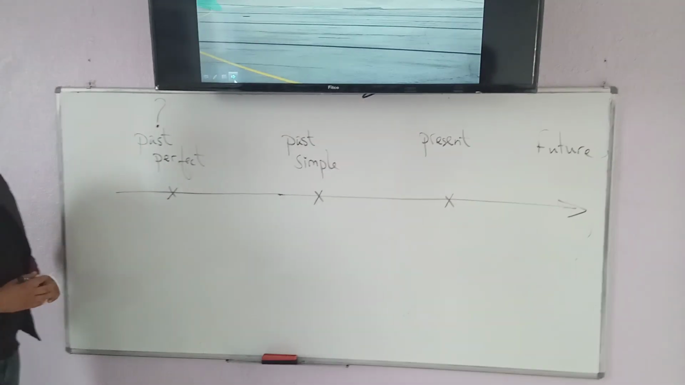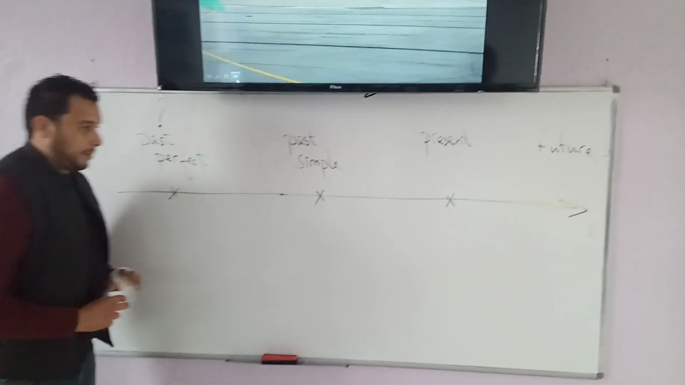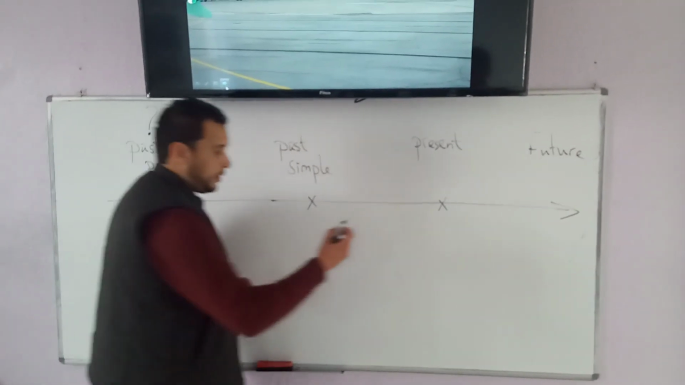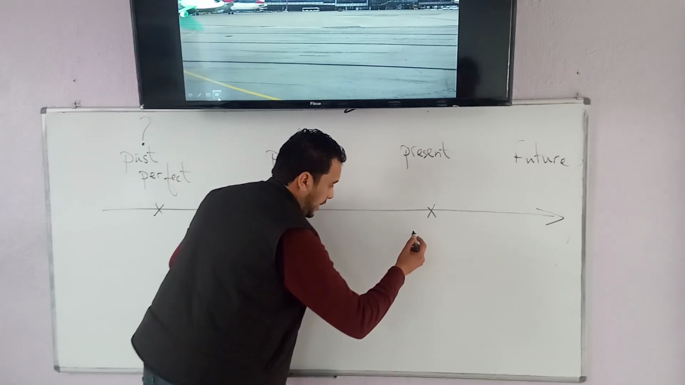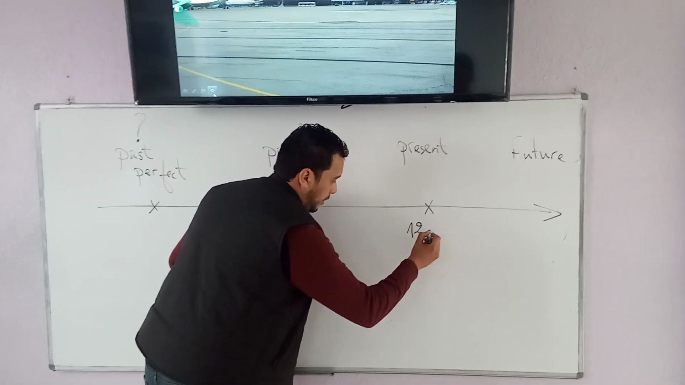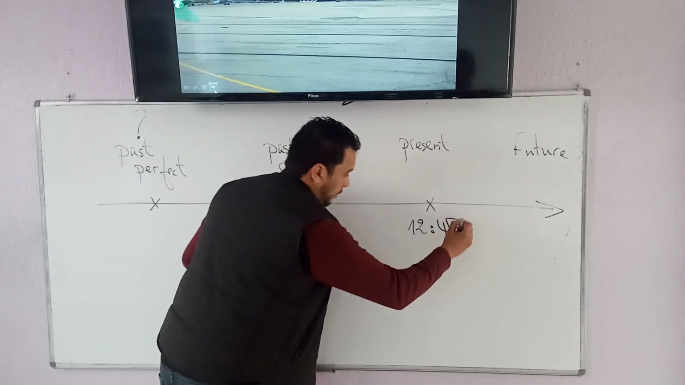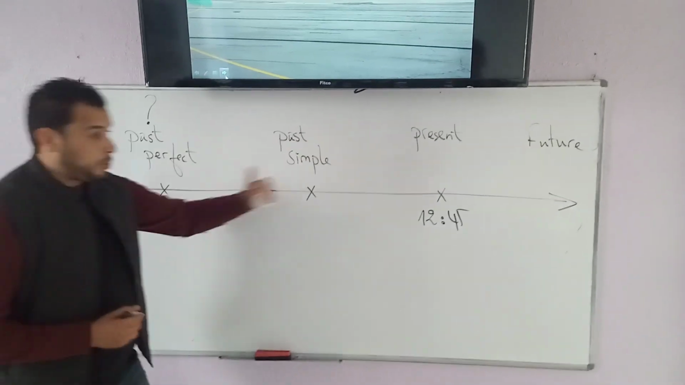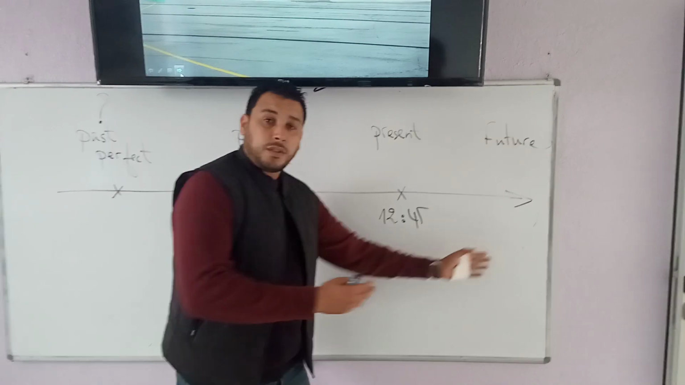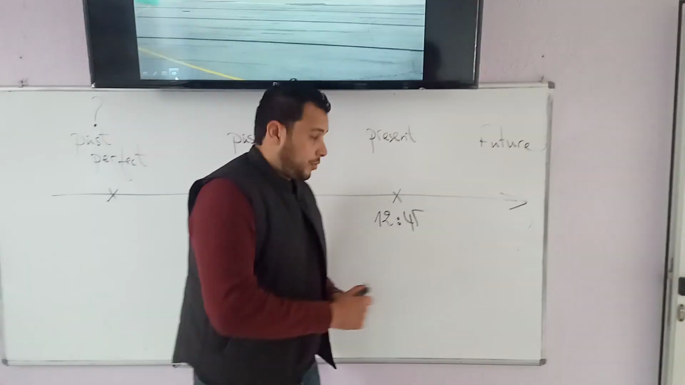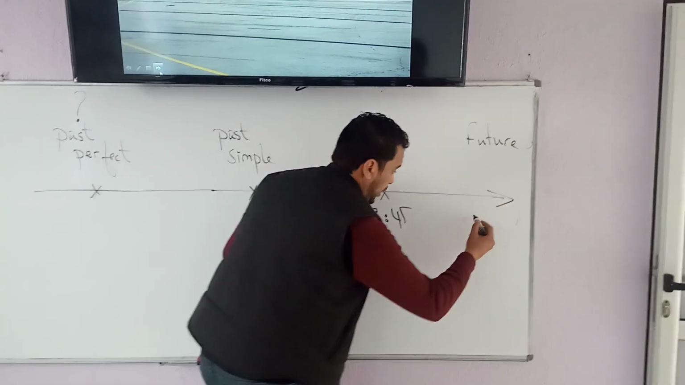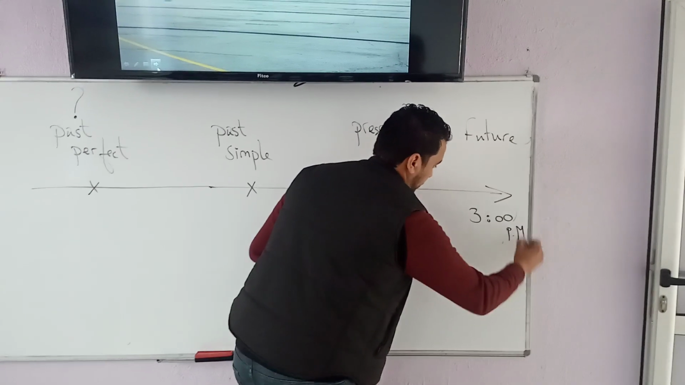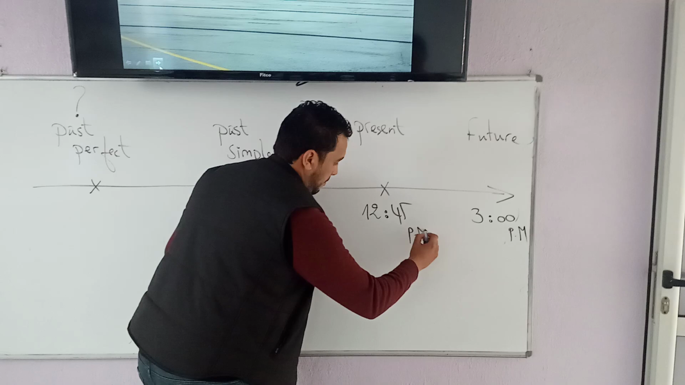Okay, so let's explain this timeline. What time is it right now? So it's around present, it's around 12:45, which means 1:45. Future could be 1, could be 2 o'clock, could be 3:30. Anyway, a time in the future. Let's say, for example, 3 o'clock p.m. Of course, here we have p.m.